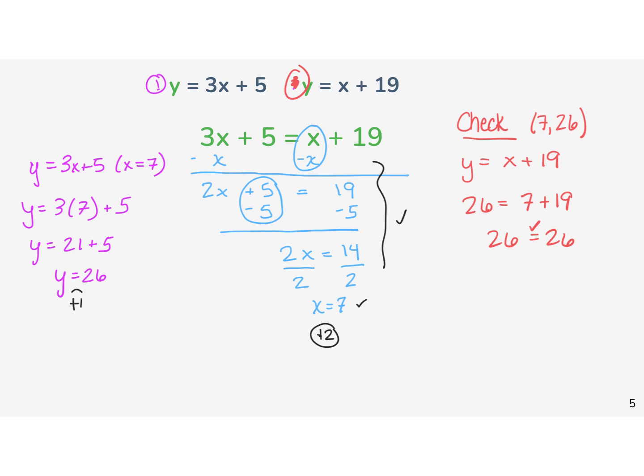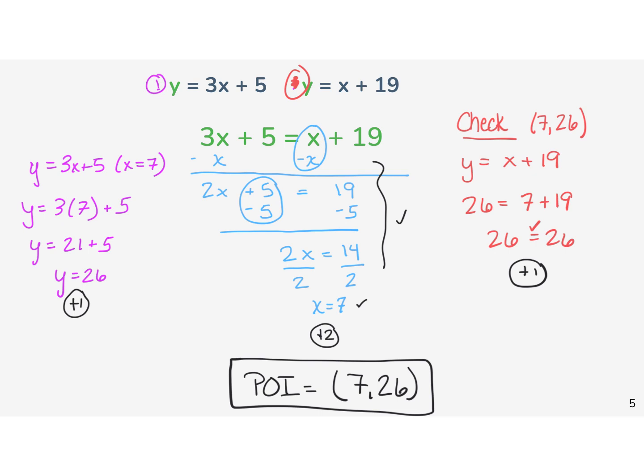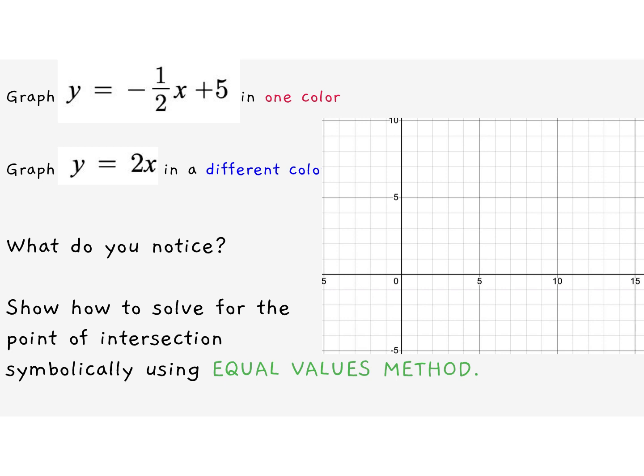You get 1 point here for solving for y, and then you would get 1 point here for checking your work. But we're not quite done, because the last thing I need you to do is tell me that the POI, the point of intersection, would be equal to (7, 26). And that's what I'm asking for. What is the point of intersection, if there is one, for these two linear equations? That is also equal to a point. So as you can see, this is a plus 5 point problem.